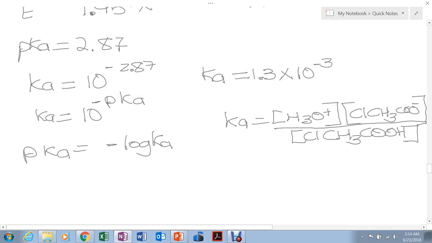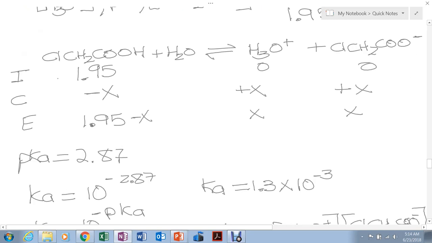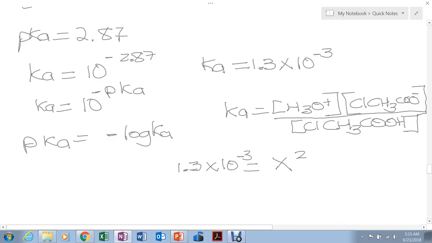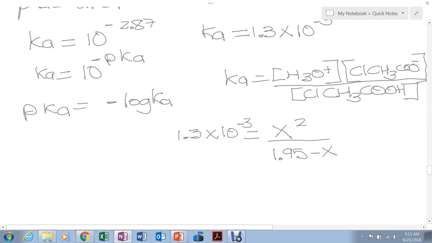This is going to be 1.3 times 10 to the negative 3 equals x squared, because it's x times x, right? And here on the bottom, 1.95 minus x, the acid. So can we round it?